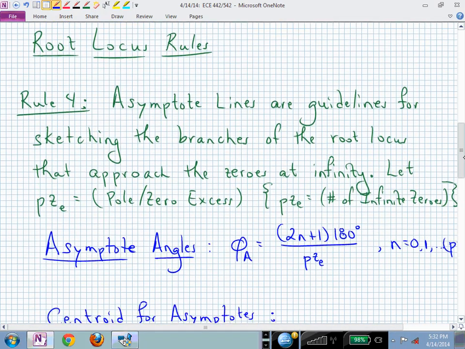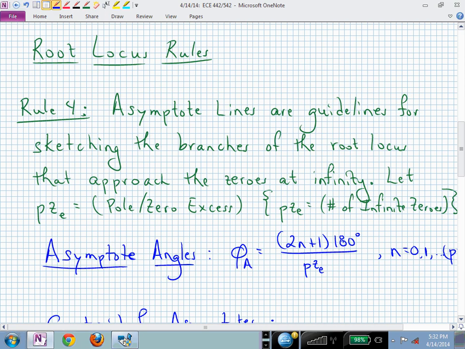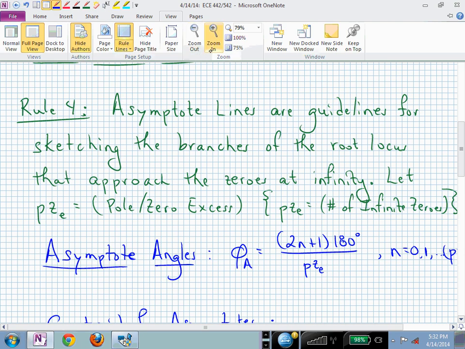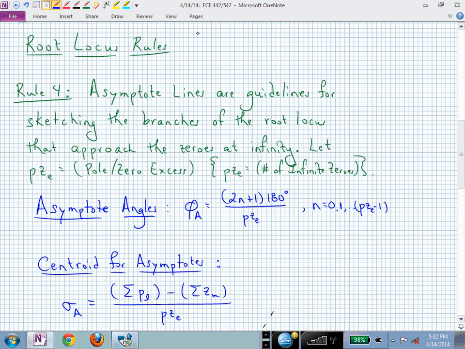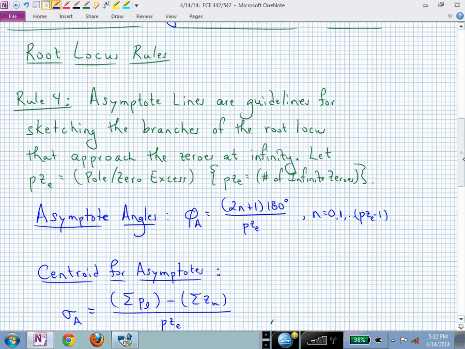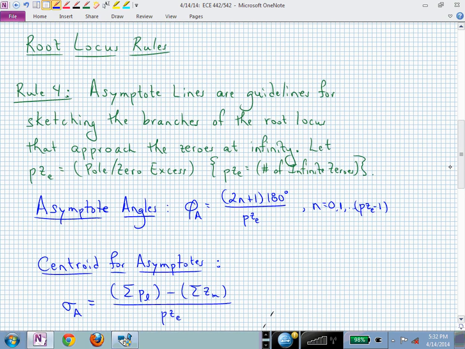I'm going to simply state these rules, and then we will go through them via examples. I'll make the screen a little bit smaller. You have young eyes, you can see this. This will be posted, hopefully, and you don't necessarily have to write it down.